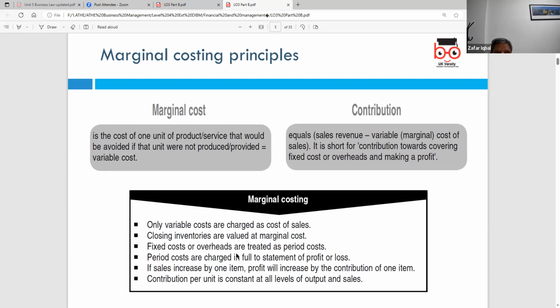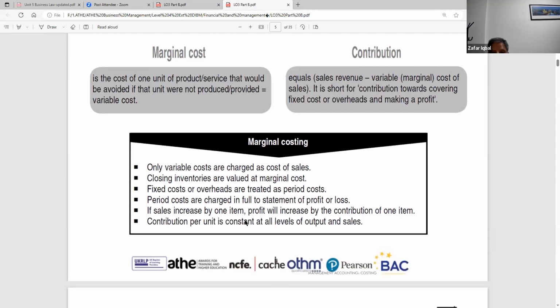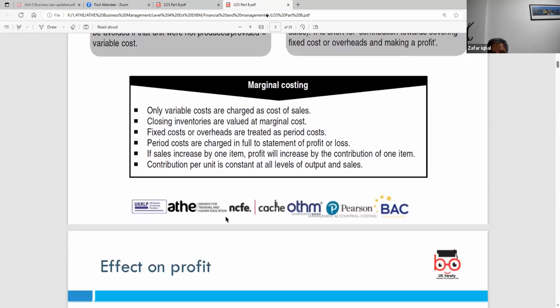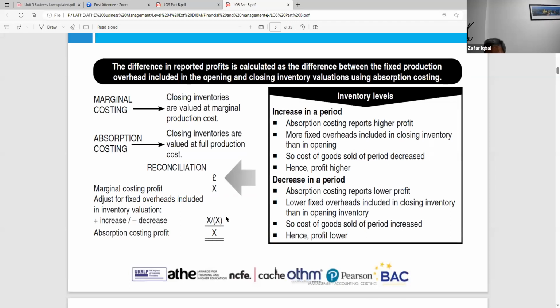This is a very important concept, and it only applies to variable costs, not to the fixed costs. Fixed costs stay the same; marginal costs, i.e. the variable costs, change. Whatever you get from deducting the variable cost from the selling price will give you the contribution per unit, and that will stay constant at all levels of output and sales. What is the effect of the contribution? You need to get the fixed cost covered from there. Whatever is left is your profit. So this is a very important concept.